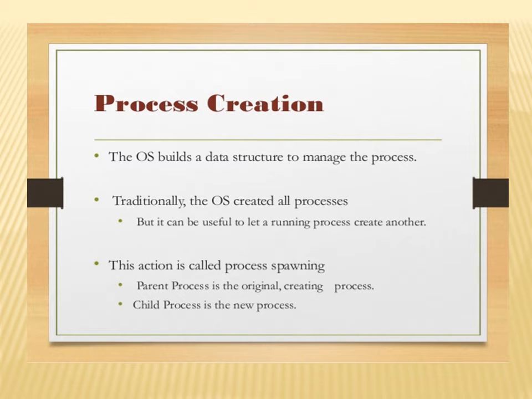Now we see process creation. How does the process creation take place? The operating system builds a data structure to manage the process. The stacks are there and the linked lists are there in which the processes are used. Traditionally, the operating system created all the processes. Who creates the processes? The operating system creates the processes. But it can be useful to let a running process create another. This action is called process spawning. The parent process is the original creating process and the child is the new process.